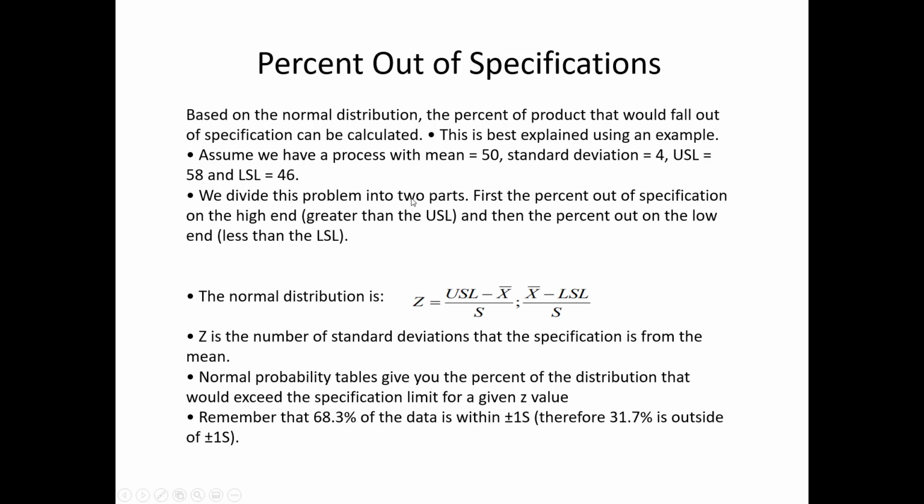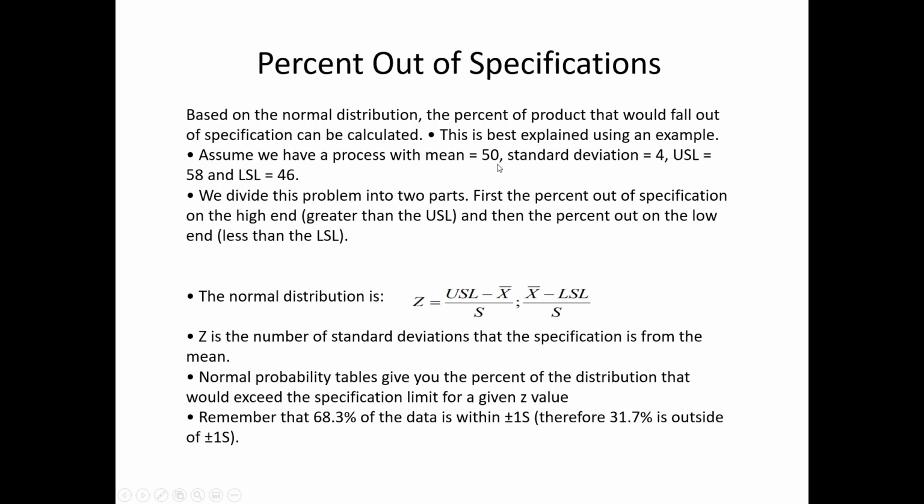So now, in order to use the standard descriptive statistics, I am just going to discuss another example. In this example, I will show how you calculate that a specific area is outside the normal distribution. In statistics and probability, we have already calculated such things. Based on the normal distribution, the portion of product that would fall out of specification can be calculated. This is best explained using an example. Assume we have a process with mean 50. The mean of the process is 50.